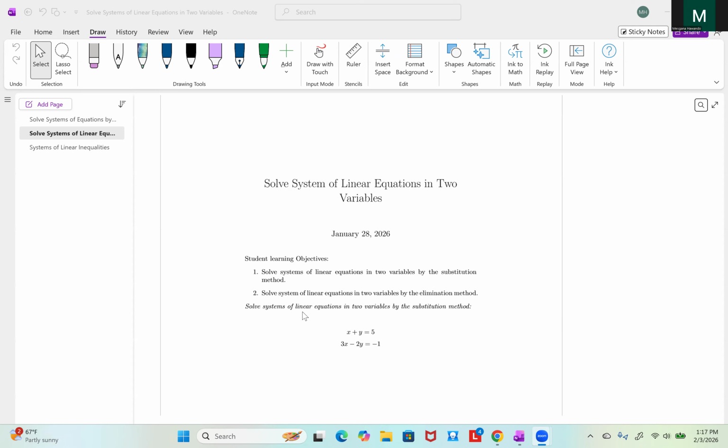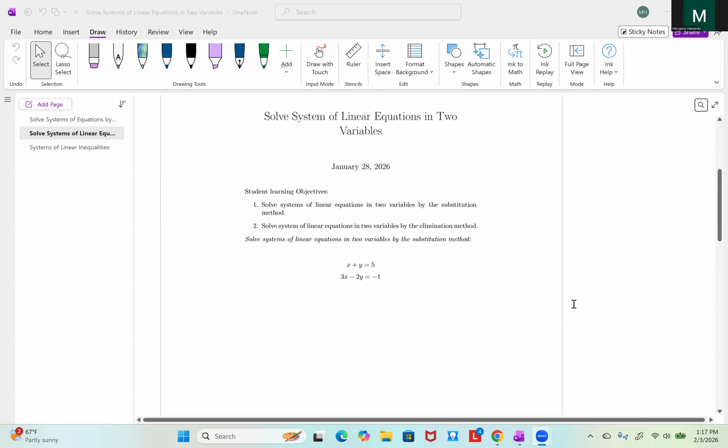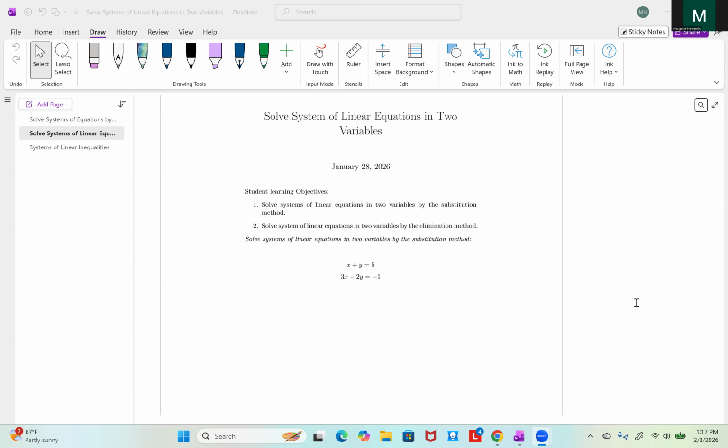So solve systems of linear equations in two variables by the substitution method. We have two equations in the system here, and both equations are in two variables. For the substitution method, we're going to choose one of the equations and solve for one of the variables, for x or y. You want to pick the equation that is easy to solve without getting fractions.